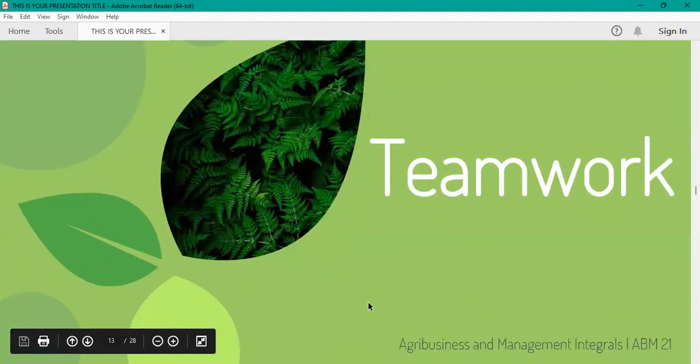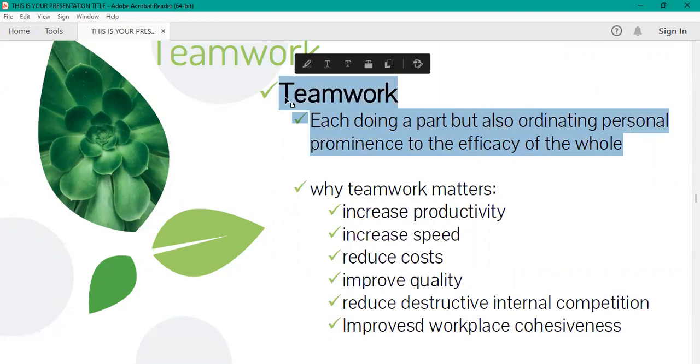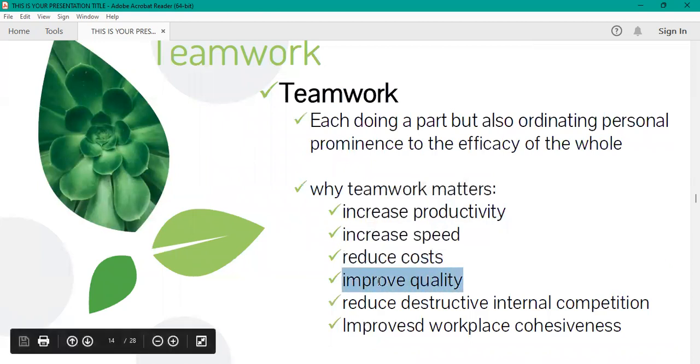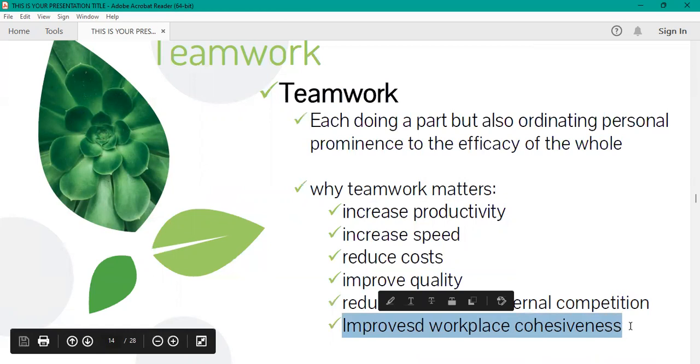I guess you are familiar with teamwork, right? Teamwork is actually doing your part but also coordinating personal prominence to the efficacy of the whole. So more likely, you are doing your part as part of the group. At the same time, you are working together with other people to achieve a certain goal. So why do we need teamwork? We need teamwork to increase productivity, to increase speed, reduce cost, improve quality of the product or service, reduce destructive internal competition, and improve workplace cohesion.